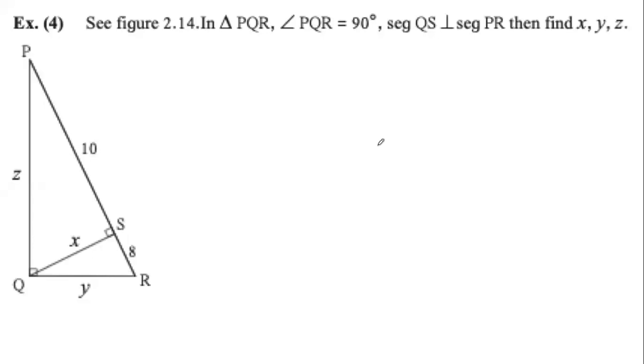Very clearly, the diagram for this question also looks very similar. We have a right angle triangle PQR. We have an altitude drawn to its hypotenuse, which is QS. Lengths of some sides are given and lengths of the other sides are asked. What is given is PS equals 10. What is given is RS equals 8. That's all that is given. We have to find the length of QS, which is denoted as X. We have to find the length of QR, which is denoted as Y. And we have to find the length of PQ, which is denoted as Z.